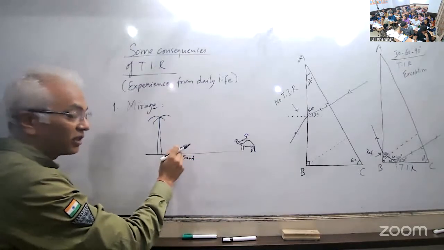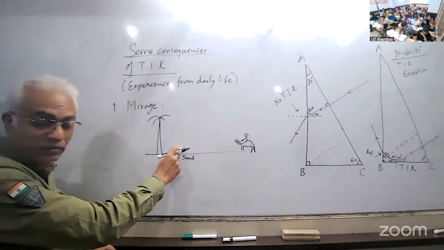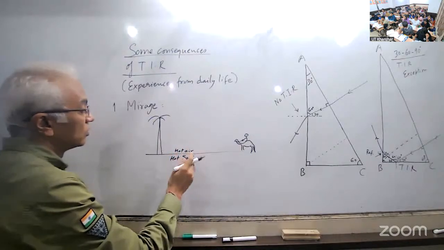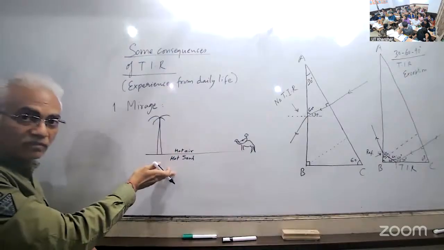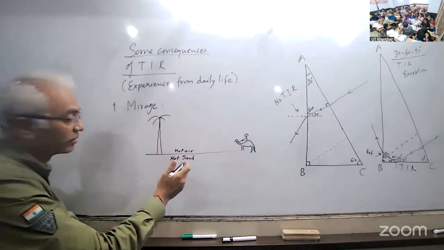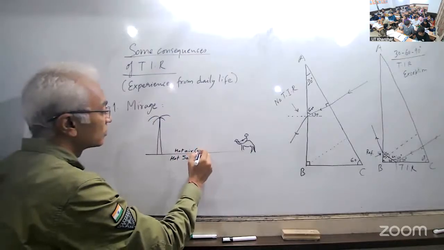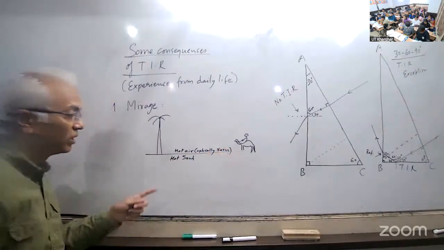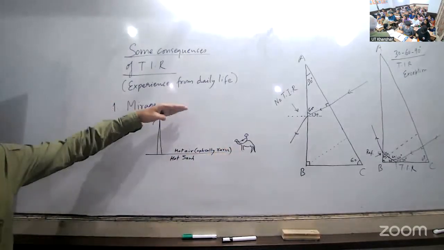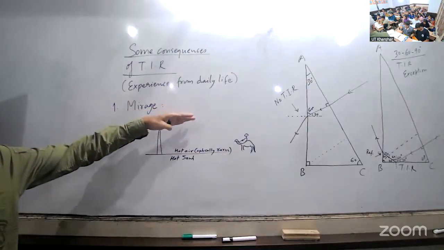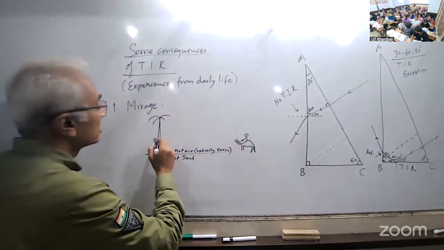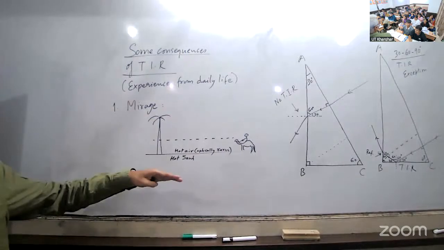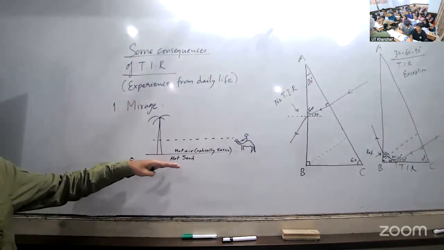So the air in contact with hot sand will be hot, right? So hot air. The air which is in contact with hot sand will be hot, so it will have less density. So it will be optically rarer. This is optically rarer, the air in contact with the sand. And the air which is above will be optically denser. Correct? So there are two types of air, the optically rarer air and the optically denser air.